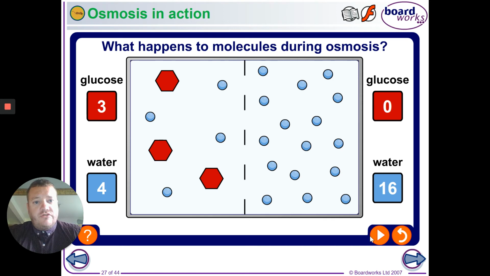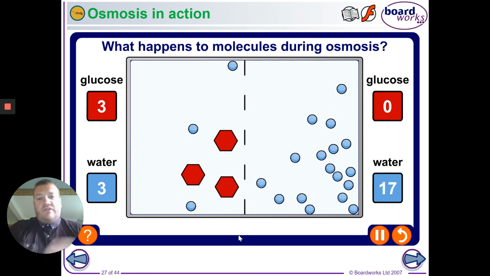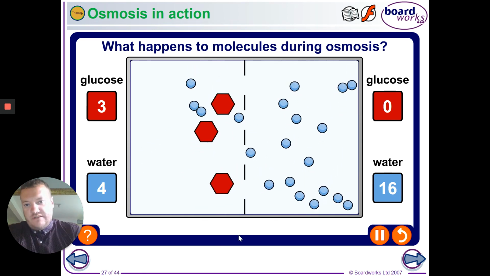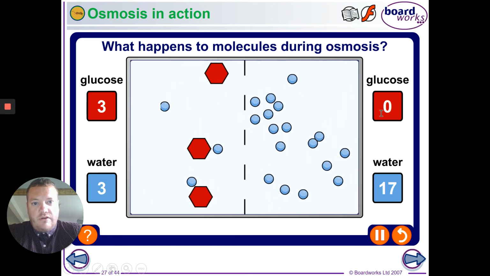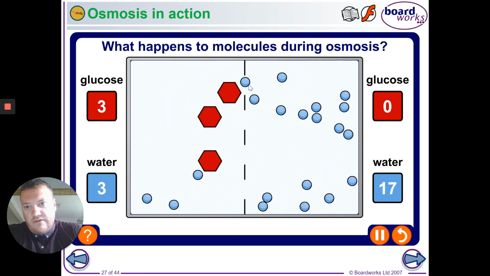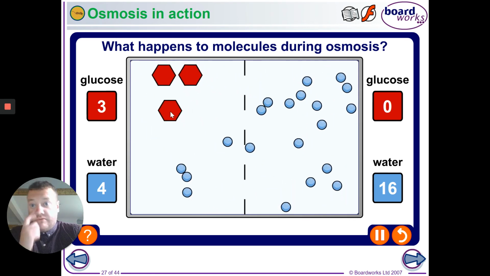So what happens to water molecules during osmosis? This is similar to what I was showing you with diffusion. If you look, again, we've got this random movement of molecules. They bump into each other. They move in all directions. And if you look at how we started, there's no glucose on one side. The glucose aren't going to be able to pass through this permeable membrane. So there are always going to be 3 on the left.